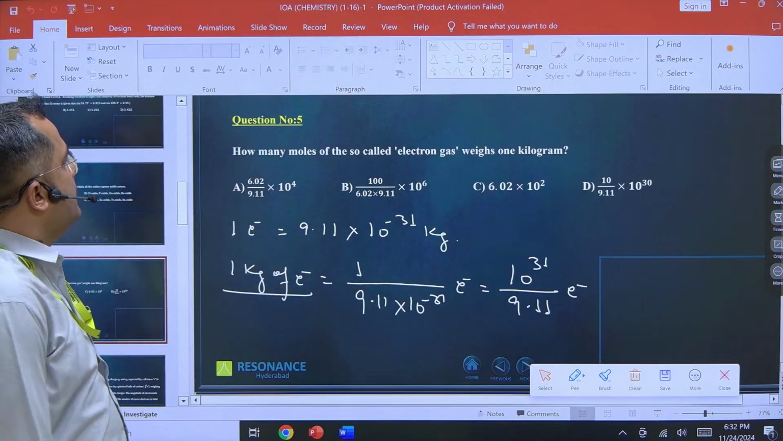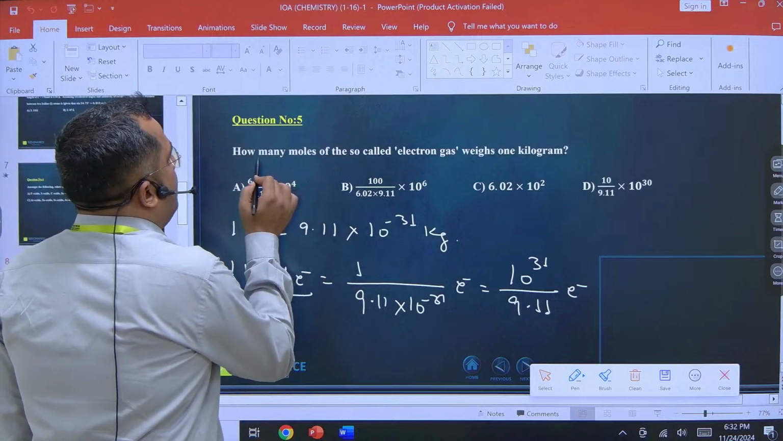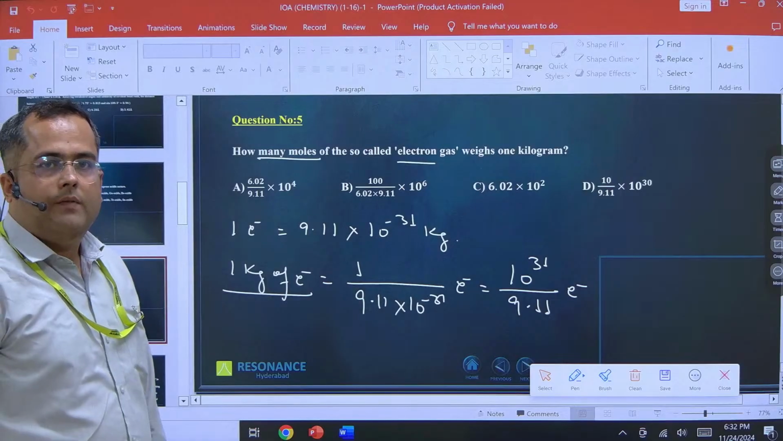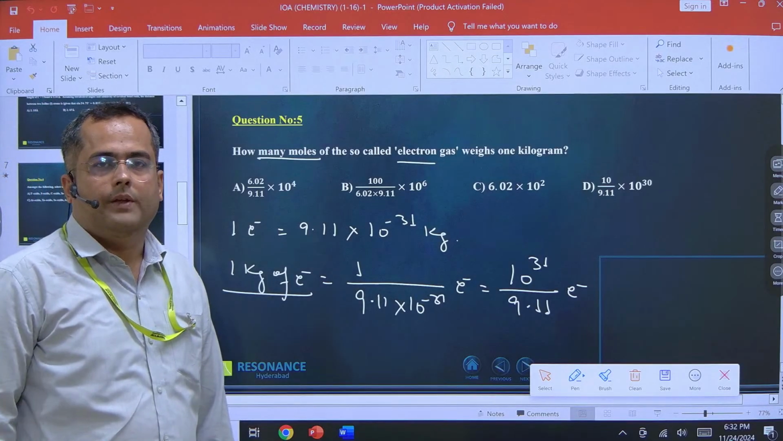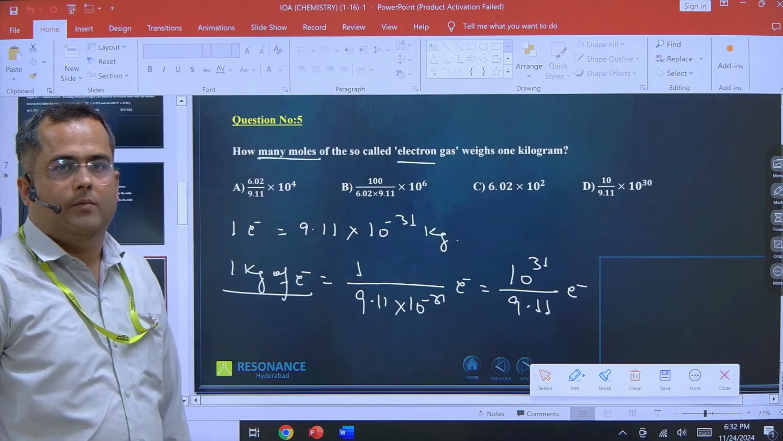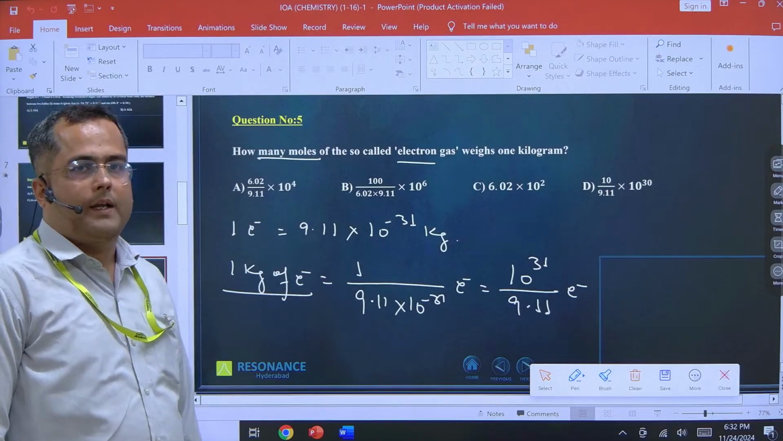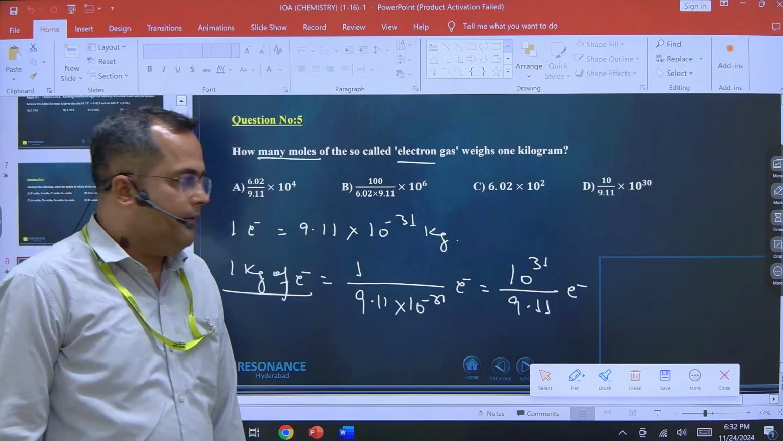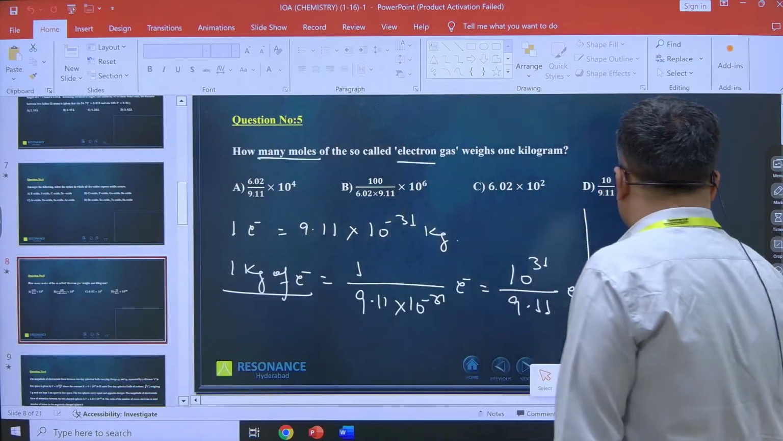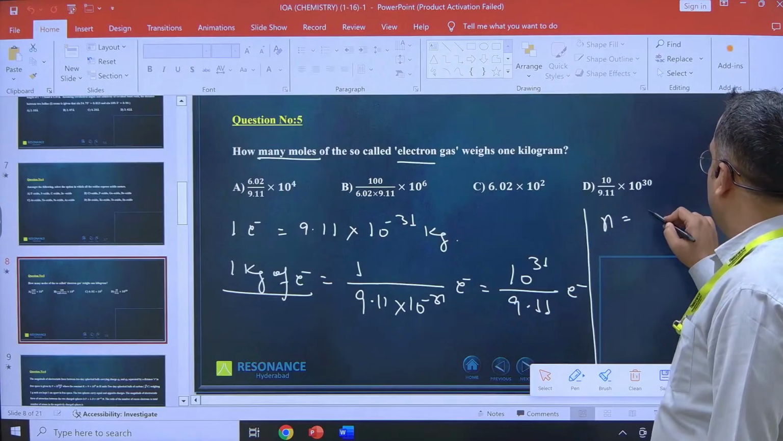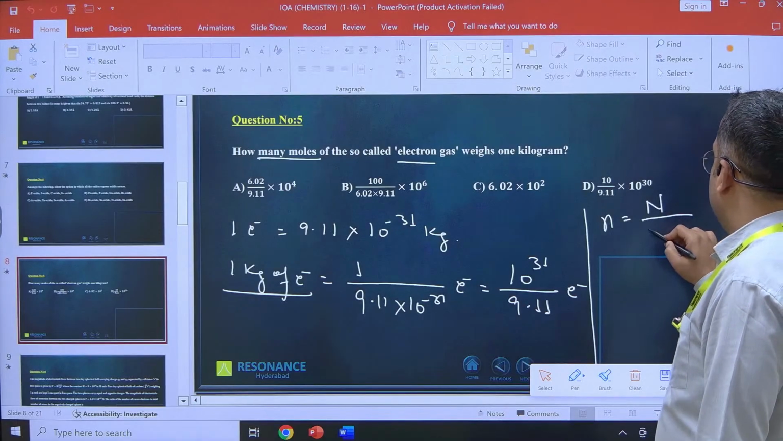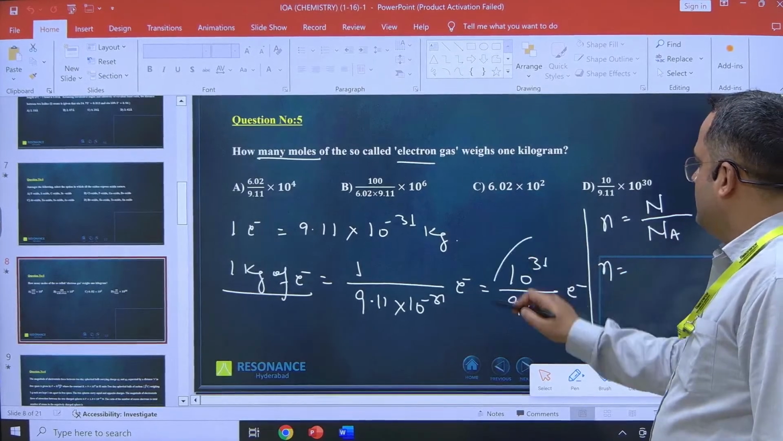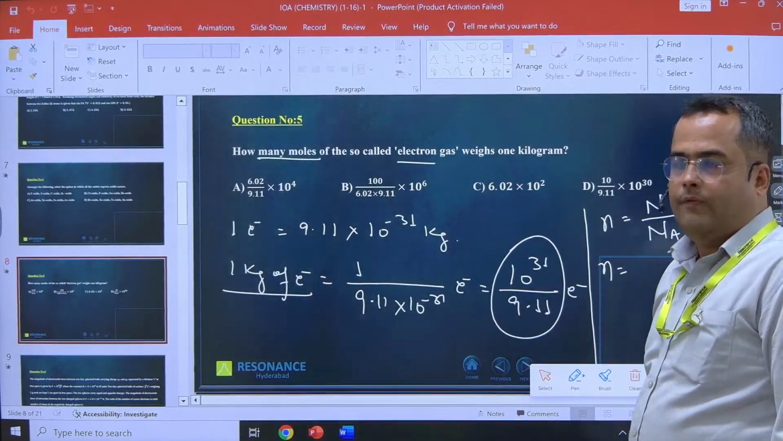So what are they asking? They are asking how many moles of electron. We know that to calculate the number of moles, if any number of particles is there, we have to simply divide it by Avogadro number. So let us do that. Number of moles is equal to number of particles upon Avogadro number. And what is the number of particles? This much is the number of electrons.